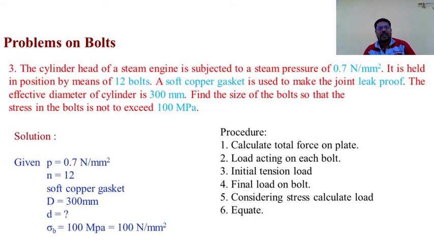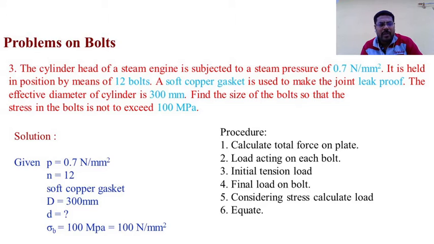Okay, we go for the third problem. First, read and understand the problem. The cylinder head of a steam engine is subjected to a steam pressure of 0.7 Newton per mm square. So first note the given data: steam pressure is 0.7 Newton per mm square, and it is held in position by means of 12 bolts. The number of bolts is 12. A soft copper gasket is used to make a leak proof joint, so the copper gasket is used to avoid leakage.